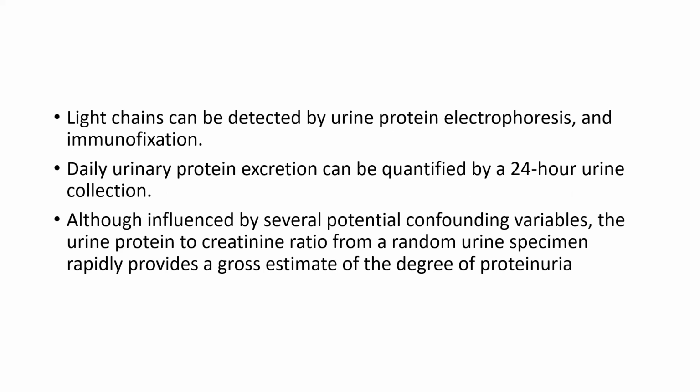Light chains can be detected by urine protein electrophoresis and immunofixation. Daily urine protein excretion can be quantified by 24-hour urine collection. Although influenced by several potential confounding variables, the urine protein to creatinine ratio from a random urine specimen rapidly provides a gross estimate of the degree of proteinuria.